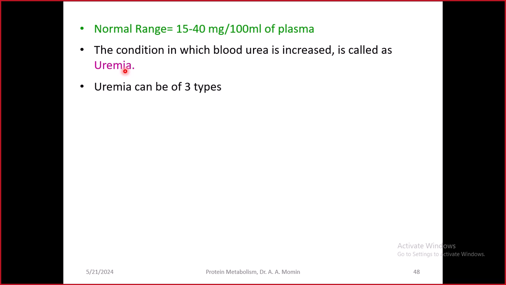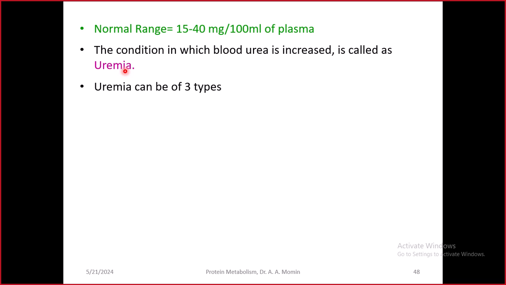Uremia can be of three types, because urea is formed from proteins. It is the end product of protein metabolism. We take proteins through diet. So this is the formation of urea, until it reaches the kidney.